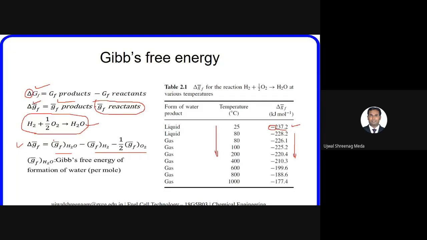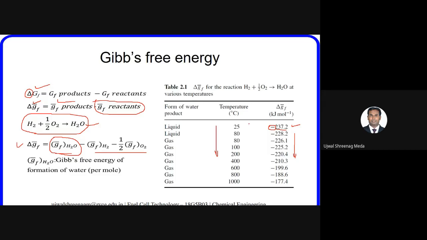When the overall reaction is considered, the product is water and the reactants are hydrogen and oxygen. The Gibbs free energy of formation for the reactants is 0. So ultimately in this reaction, it is only the Gibbs free energy of formation per mole of water that we can make use of.